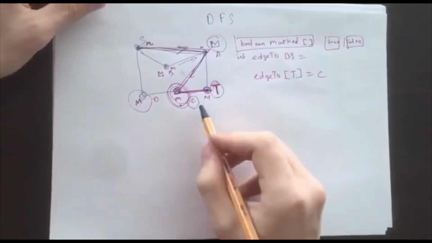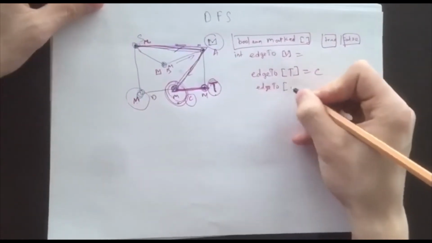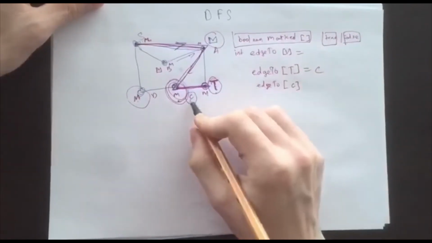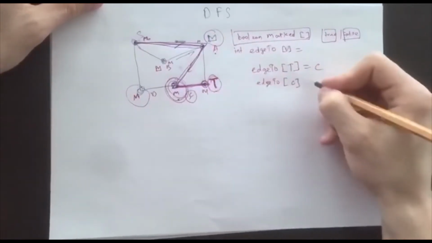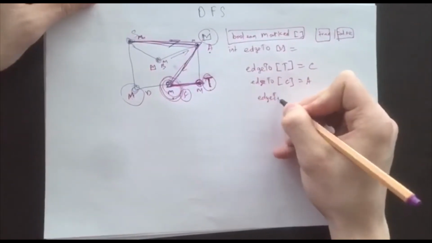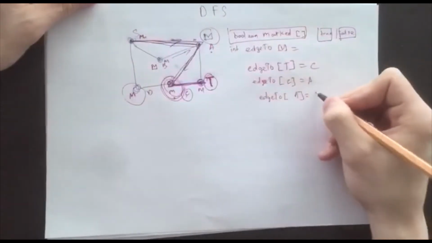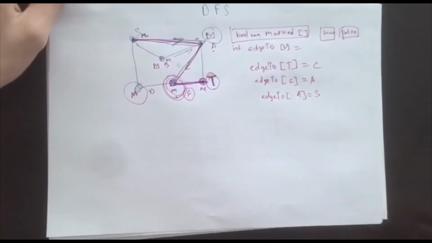And also the edgeTo of C is going to be A, and the edgeTo of A is going to be the source vertex here.